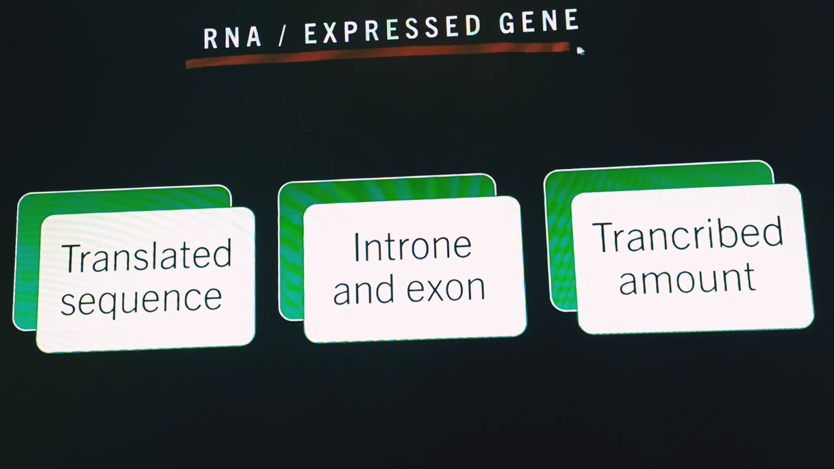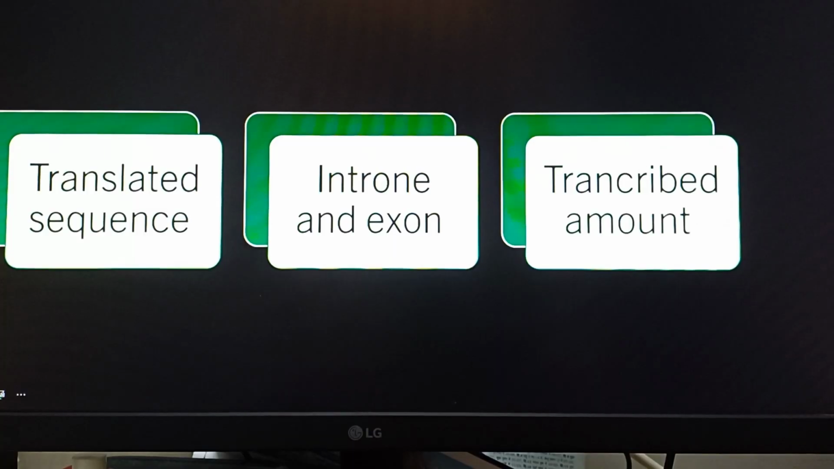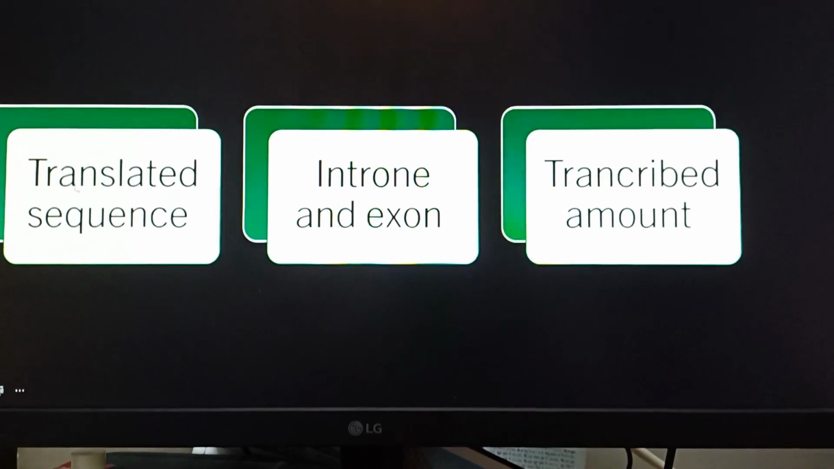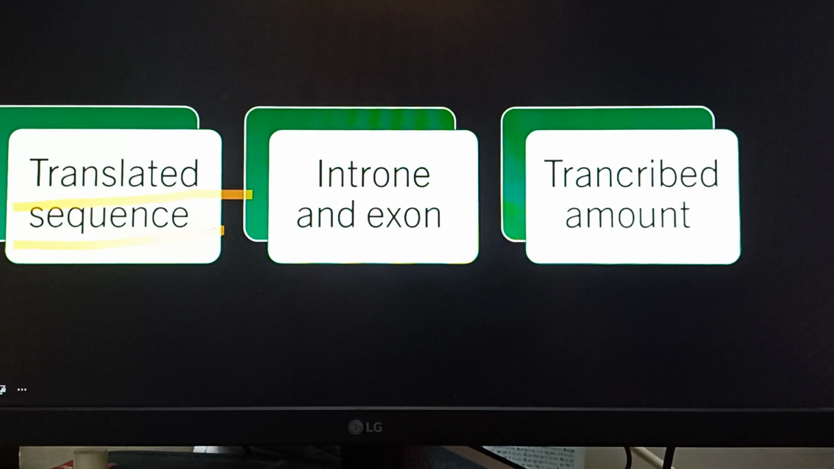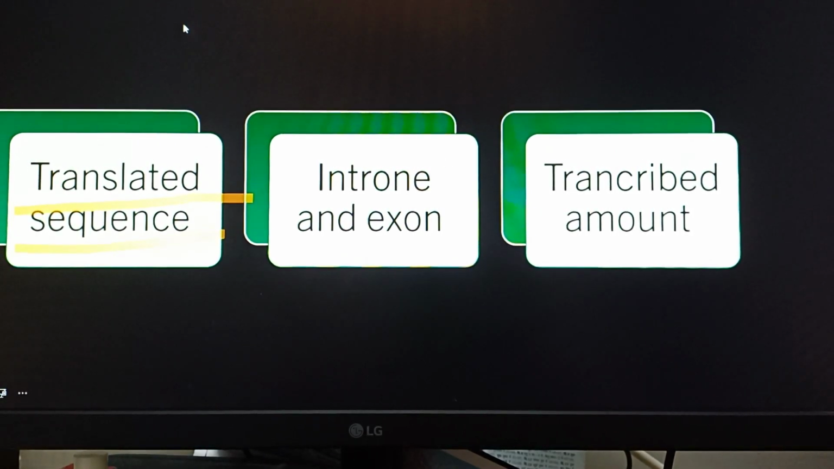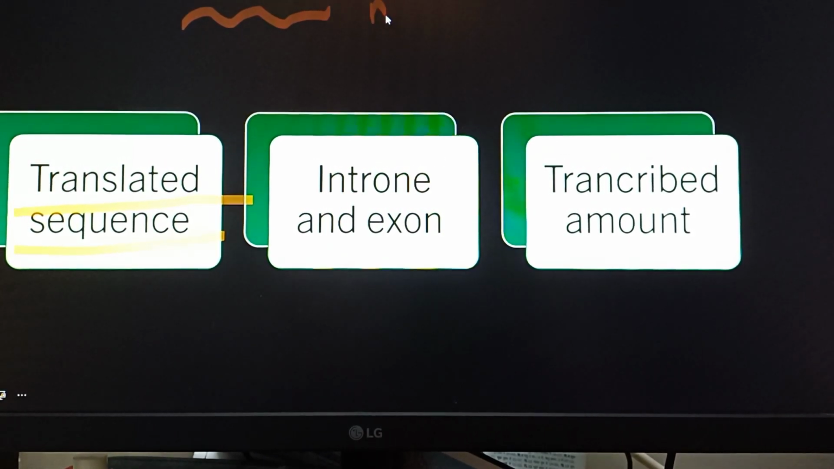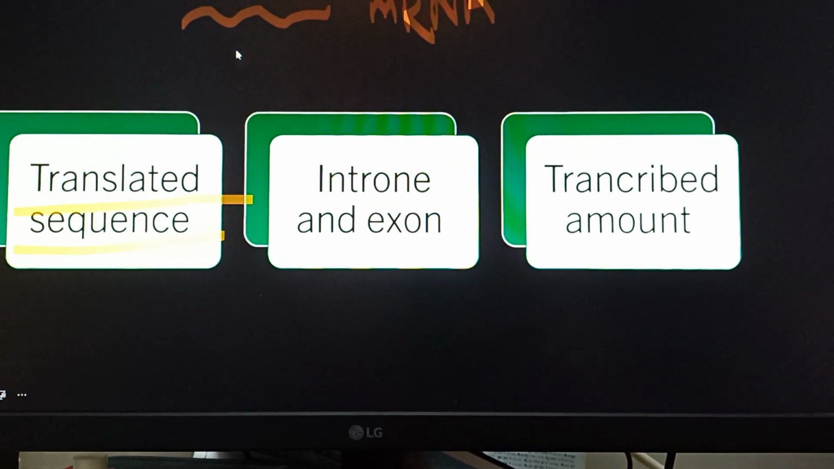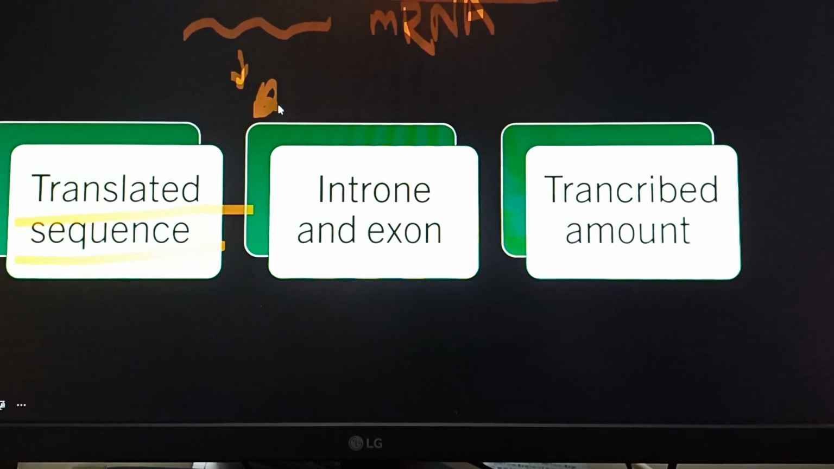Next come RNA and gene expression. When we talk about RNA and gene expression, how bioinformatics is contributing is that we can translate that sequence. We know that the mRNA is translated to form proteins.